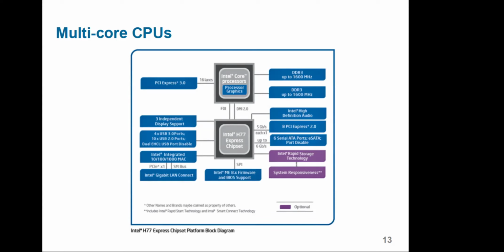So here the memory is already going directly to the CPU. This is the chipset for the slower peripherals like PCI Express, audio, hard drives, USB ports, and everything like that goes through some other hub. And so that's a typical CPU, multi-core CPU.